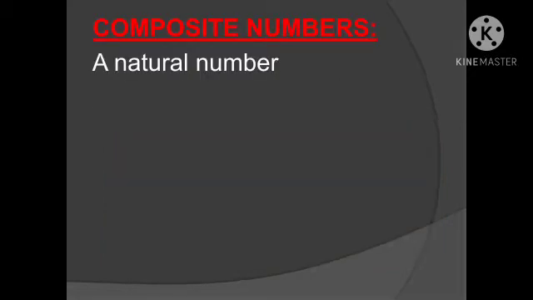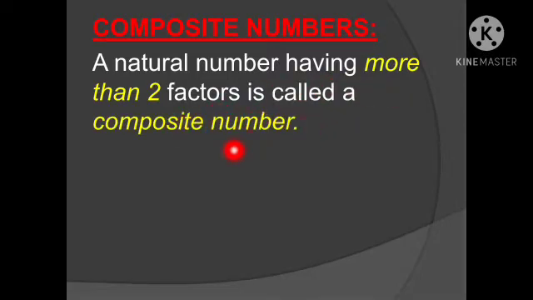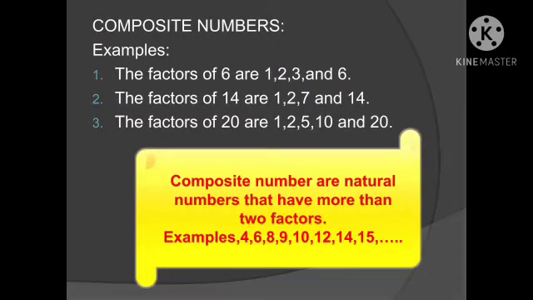Composite numbers. A natural number having more than two factors is called a composite number. See students, prime numbers have only two factors, that is 1 and the number itself. But composite numbers have more than two factors. So students, don't be confused between prime and composite numbers. Prime numbers have only two factors. Composite numbers have more than two factors. Let's see some examples related to composite numbers.